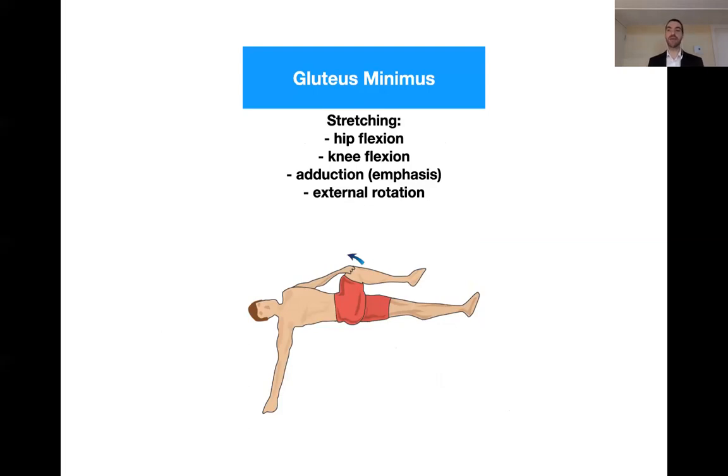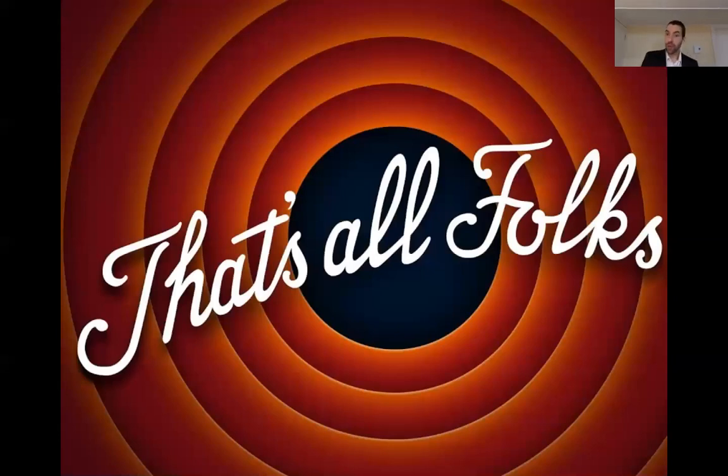If you have a hard time with the first two muscles, this one is really easy. It's basically the same stretch. You need to do hip flexion, knee flexion, adduction, with the emphasis on the gluteus medius, and external rotation. Okay, that's it.